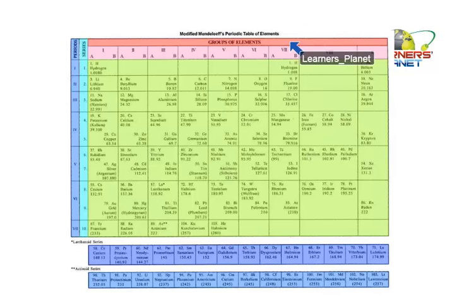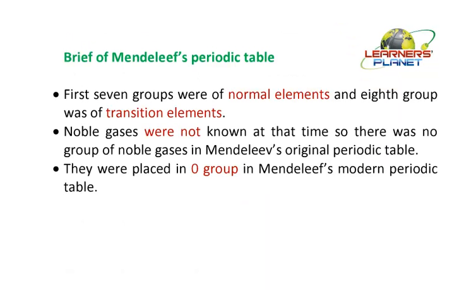If I move to this again, these are the first 8 elements till here. These are the normal elements, and these are the transition elements. The noble gases were placed in the 0 group in Mendeleev's modern periodic table.